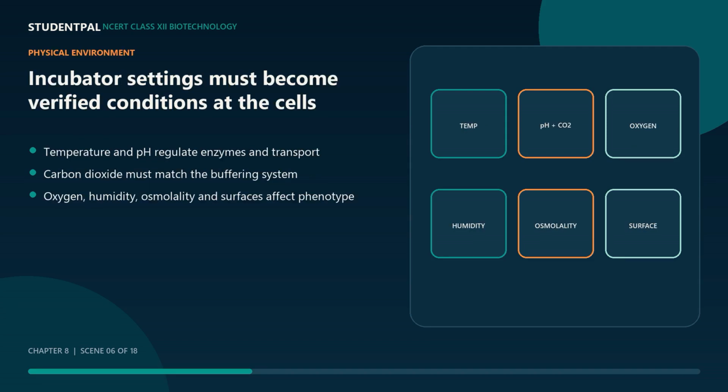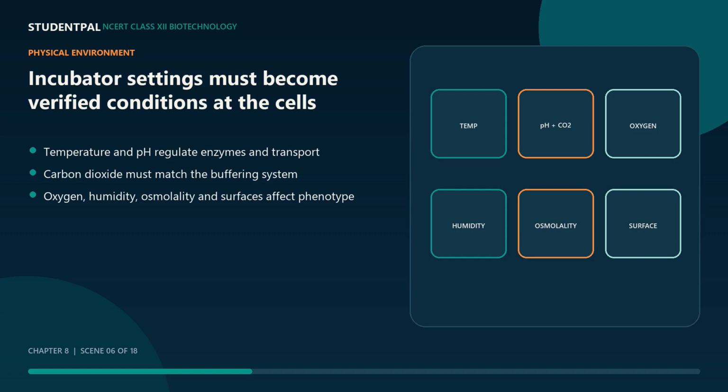Temperature influences enzyme activity, membrane behavior, and stress. pH affects proteins, transport, and metabolism, while carbon dioxide interacts with bicarbonate buffering. Humidity reduces evaporation, helping stabilize medium volume and osmolality. Oxygen in a standard incubator may differ substantially from the physiological oxygen experienced by a tissue, so the appropriate level depends on the model.